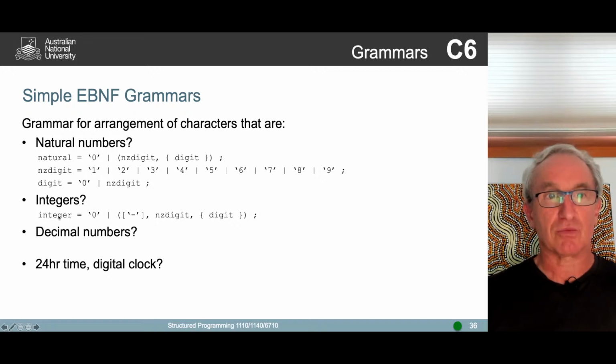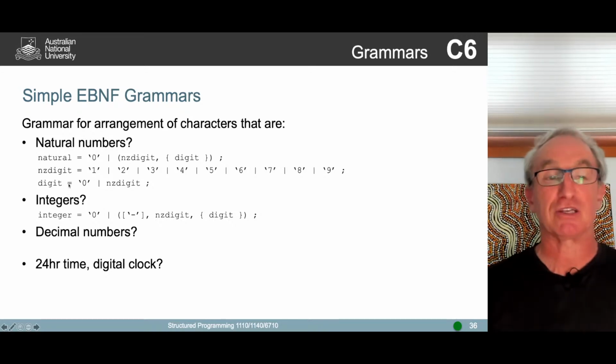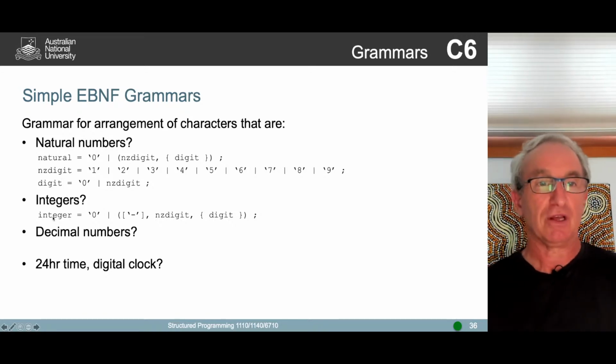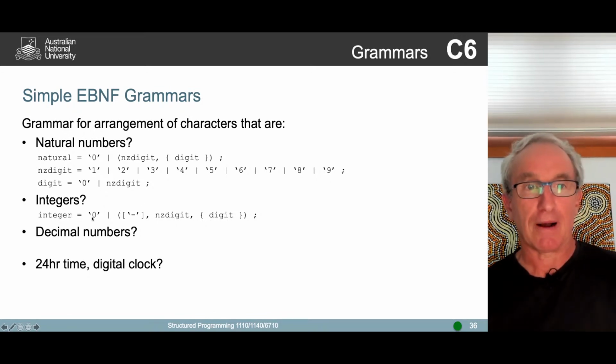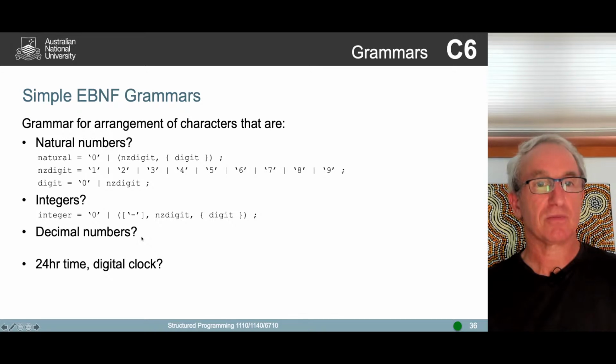So we only want to apply this minus sign to the non-zero numbers. Here, I've assumed that we've got non-zero digit and digit already available to us. I didn't write them out in full. You'd write them out in full if you were giving a full answer here, but to save space on this PowerPoint slide, I've just written integer in terms of non-zero digit and digit, which are defined right there. So now we've got 0 or a non-zero digit followed by 0 or more digits, with an optional minus sign in front. Hopefully that makes sense.